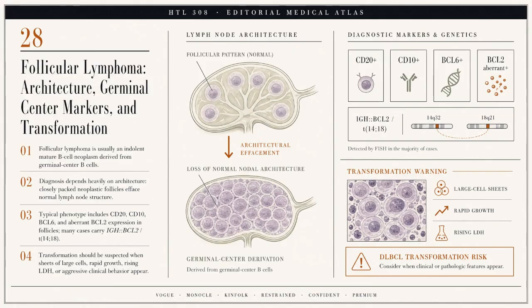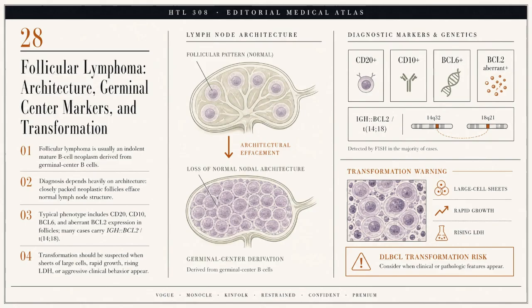Recognizing the risk of histologic transformation to diffuse large B-cell lymphoma is also critical, as this event dramatically alters prognosis and therapeutic strategy. Transformation is often heralded by architectural effacement, increased proliferation, and loss of follicular markers, underscoring the importance of correlating morphology with immunophenotype.